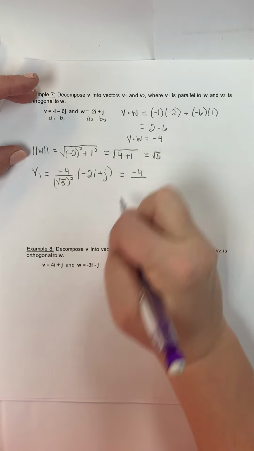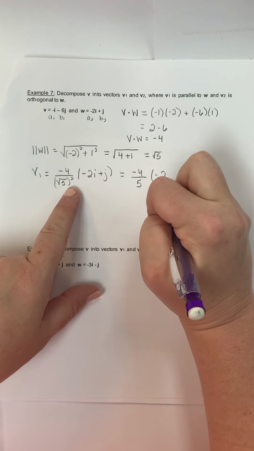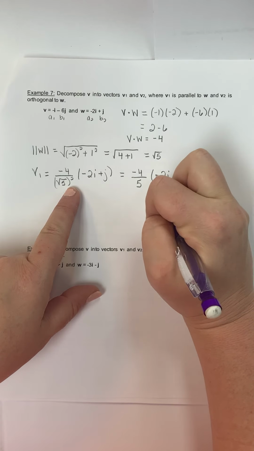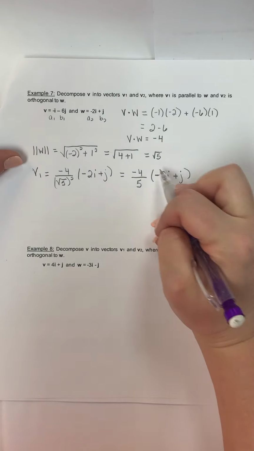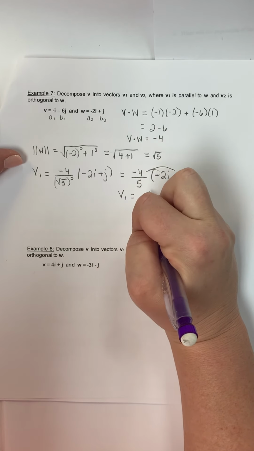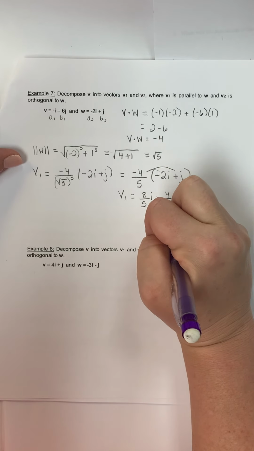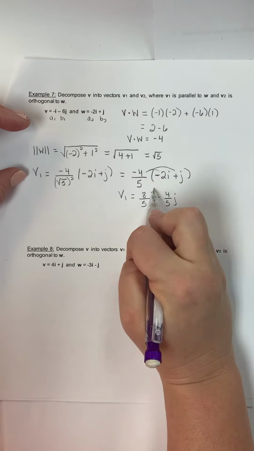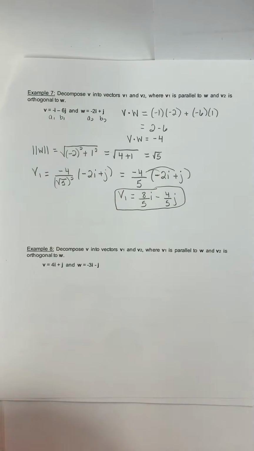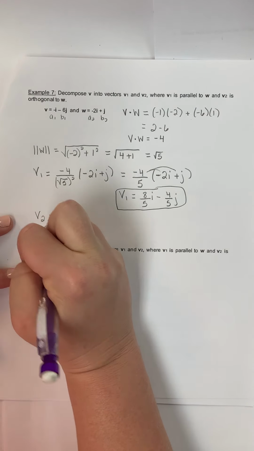I'm going to have -4. Square root of 5 squared is 5 times vector W. Okay. So now we just need to distribute this right through here. Vector 1 is going to be a +8/5 I minus 4/5 J. There's our vector 1. Okay, we're just multiplying -4/5 right through that vector. All right, here's where you have to have your fraction skills on point.